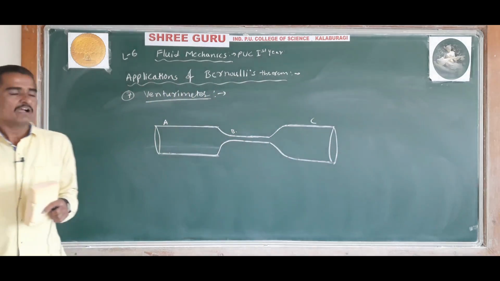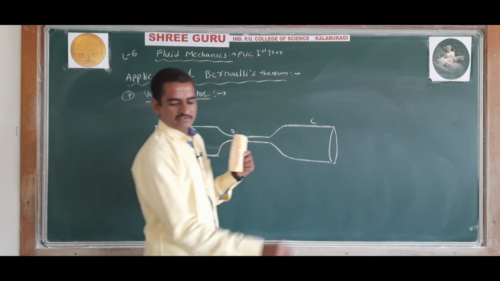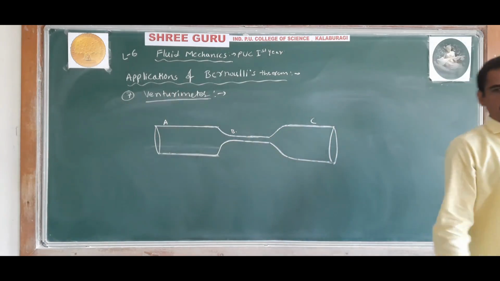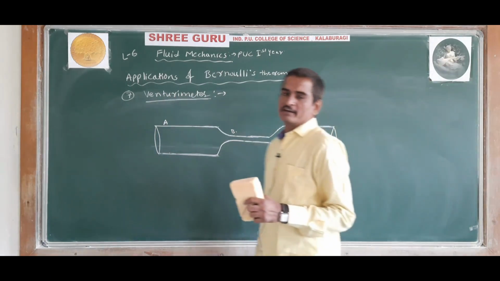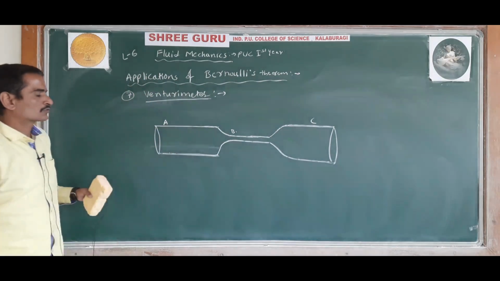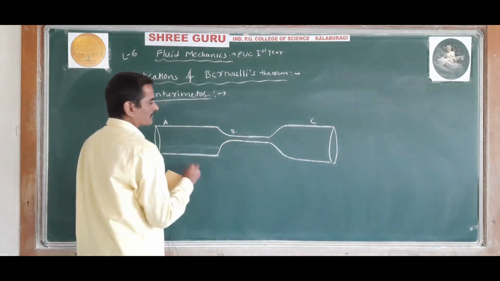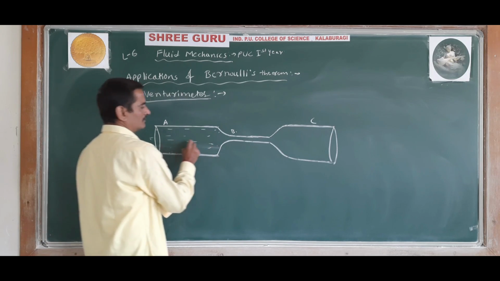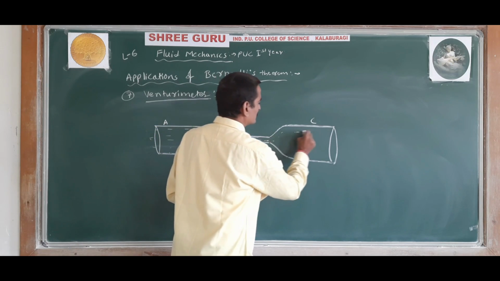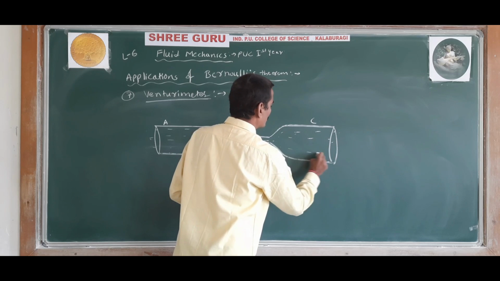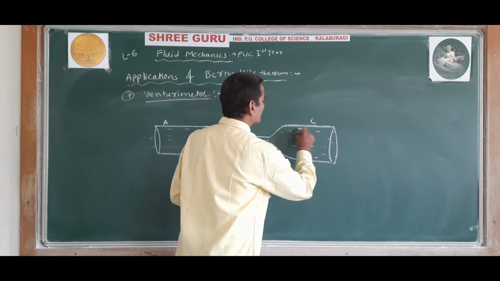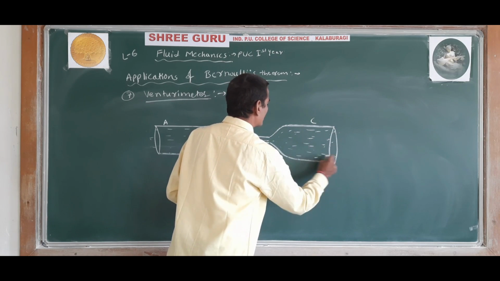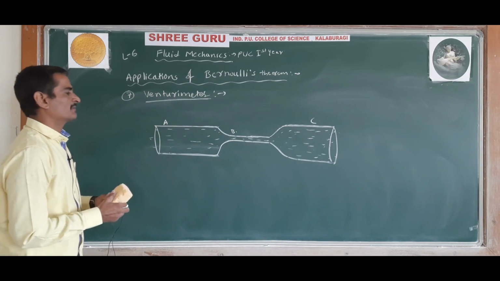A Venturimeter is a device which works on the principle of Bernoulli's theorem. It is used to measure the rate of flow of liquids through this tube. When the liquid flows through this tube, the volume of liquid flowing per second can be measured.